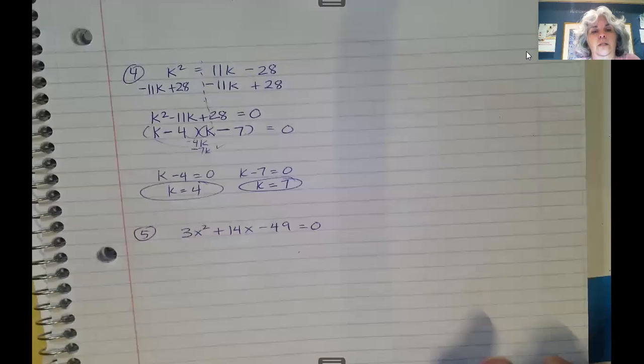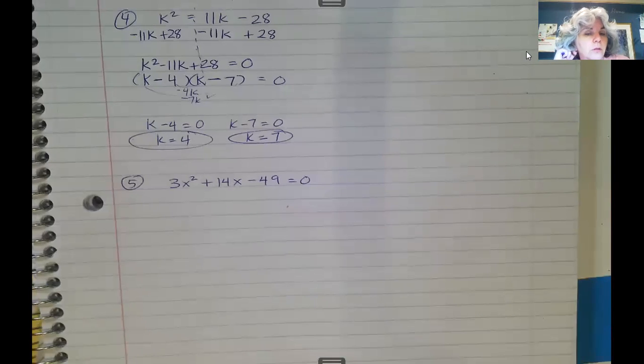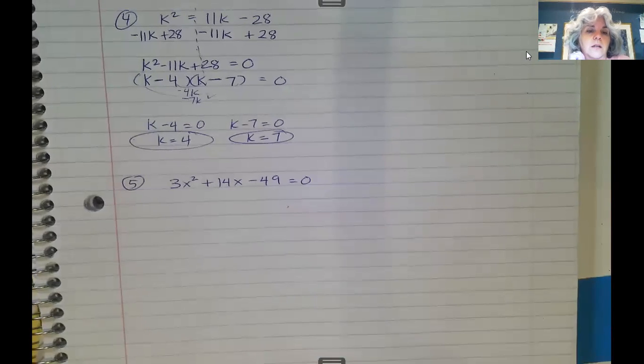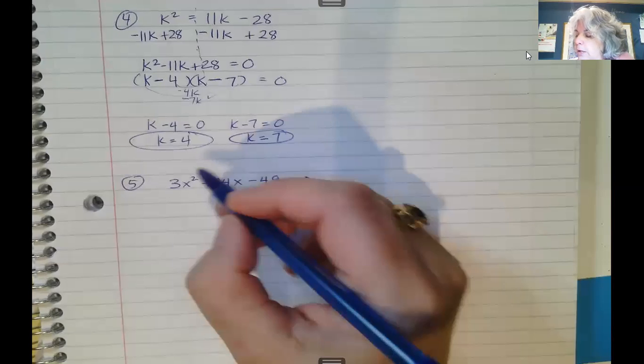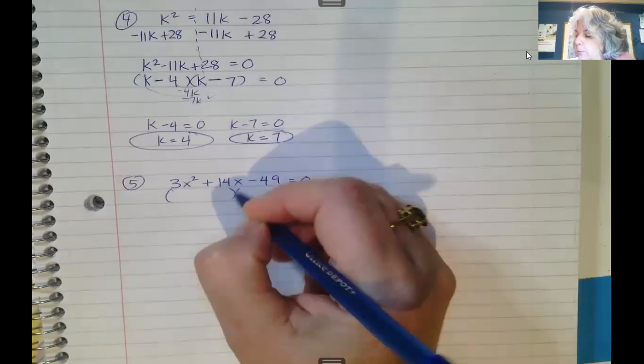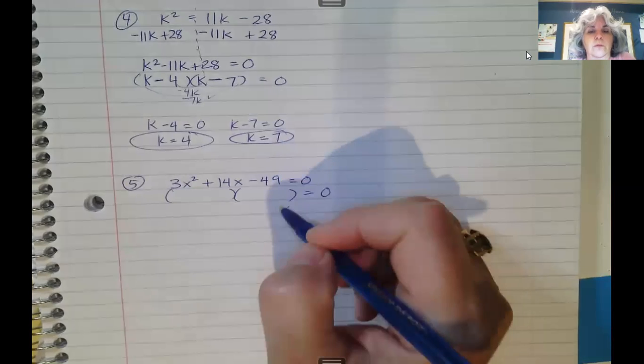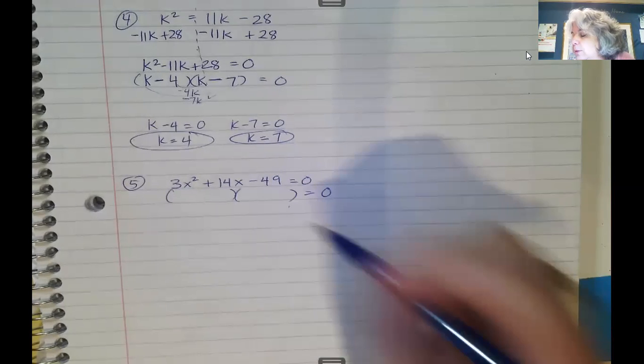Okay, so this one's going to be a little bit harder because it's got a coefficient in front of the square term that's not 1. It is set equal to 0, so that's good. But in order to factor this, we need to figure out what 2 factors are going to make this equal to 0. And this is where that x method comes in handy.